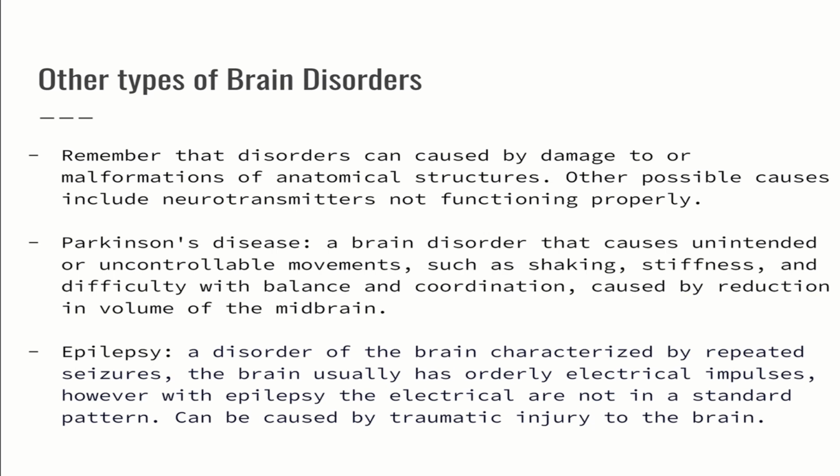This is where normally the brain has a very orderly process for electrical impulses. However, in epilepsy, what we see is that those electrical impulses are not following that pattern. They're firing at random, and it can cause very dramatic symptoms. And this can be caused by a malformation, but also traumatic injury to the brain can also lead to epilepsy.